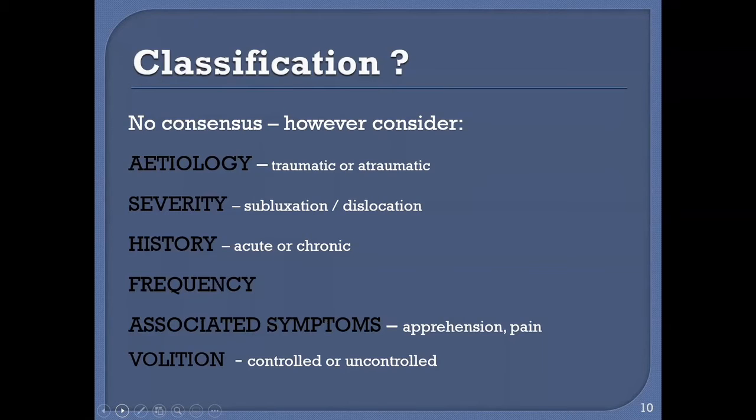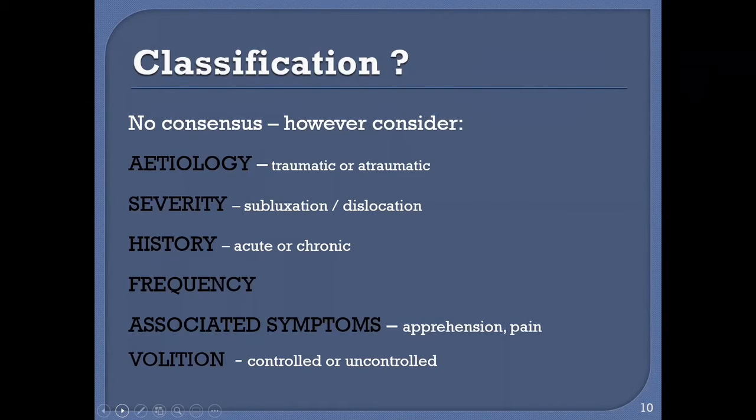How frequently is it happening? Is it daily? Is it every time they move their arm? Or is it just when they're playing overhead sports? Or have they just had one episode and then come to physio? Then associated symptoms, including apprehension, reduced movement and/or pain, whether they're getting any clicking or any sort of neuropathic type symptoms. And then how volitional it is.